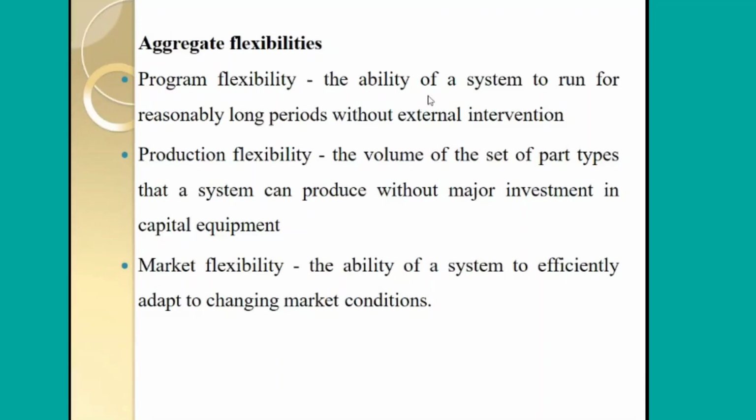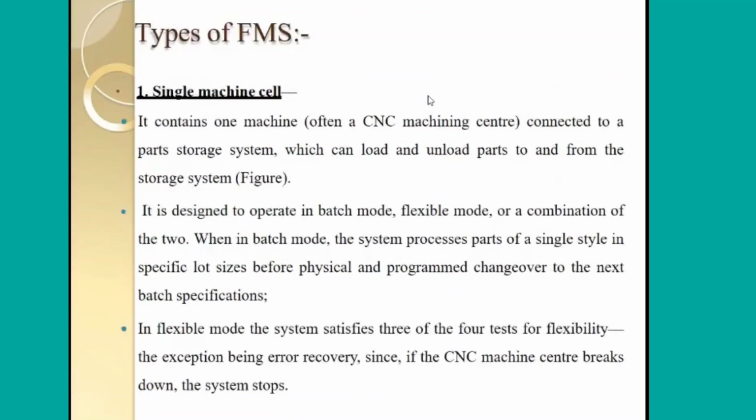And the next one is product flexibility. Here, it is the range of product types that can be produced by a manufacturing system. It will be influenced by machine flexibility or the range of machines. And the next one is market flexibility. It is based on the market.